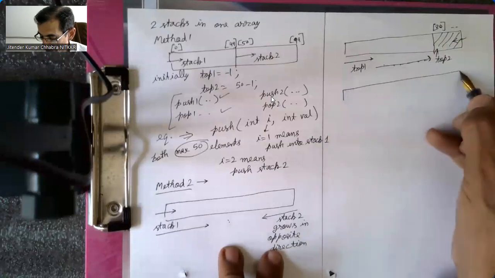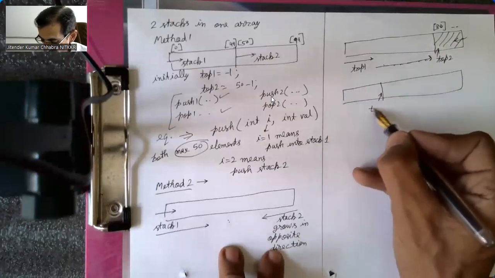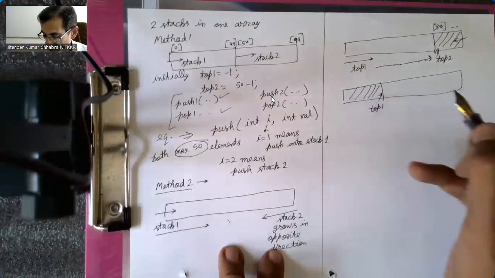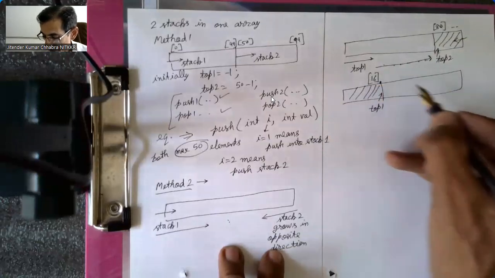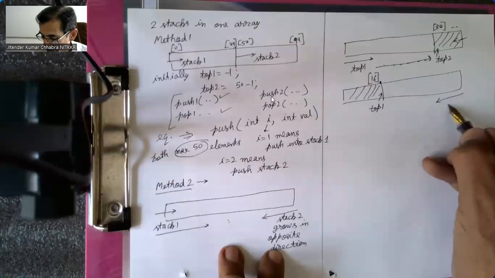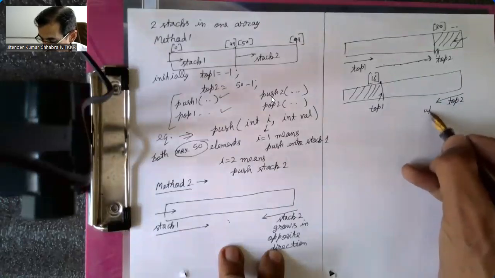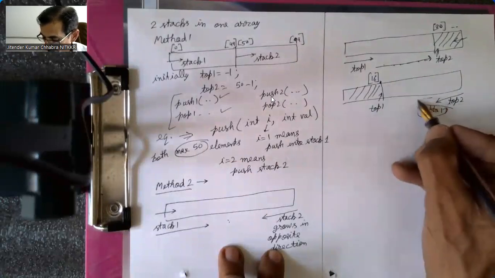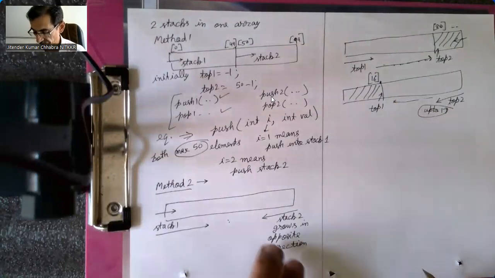Let's say at some point of time, your top 1 has gone up to this, meaning that this stack 1 is full up to this point only, let's say 16. Then your top 2 has a flexibility to grow up to 17. Up to 17, it can grow in the reverse manner. So you have that freedom to adjust the boundaries.